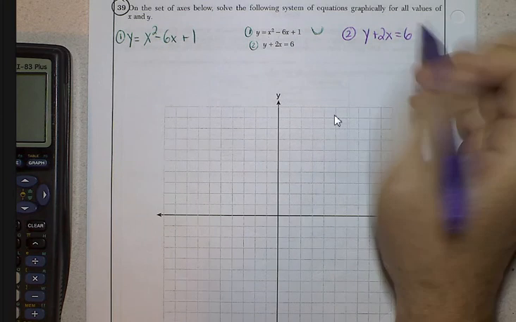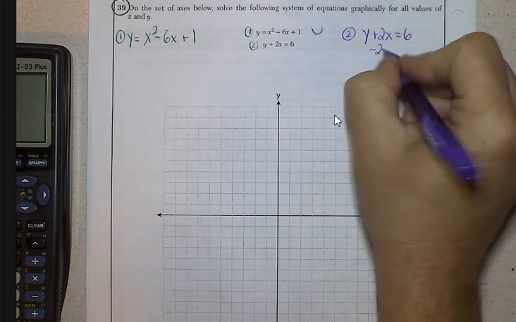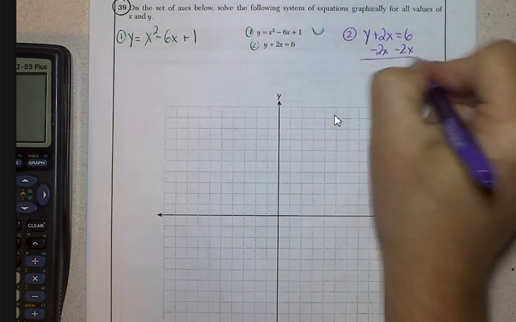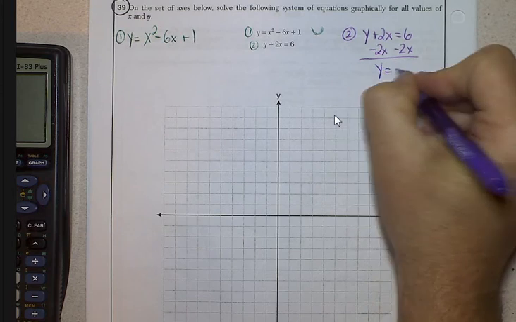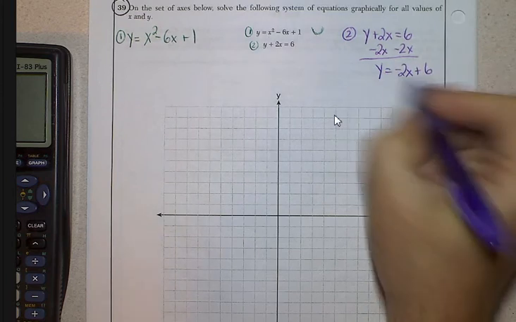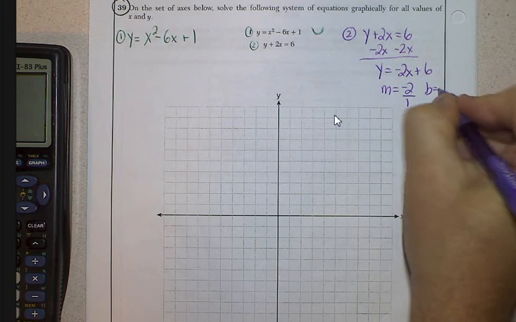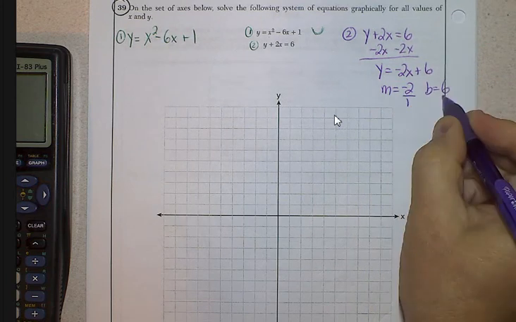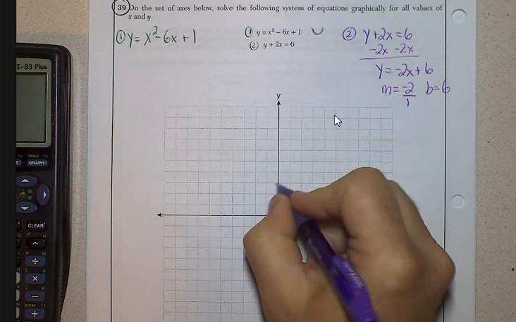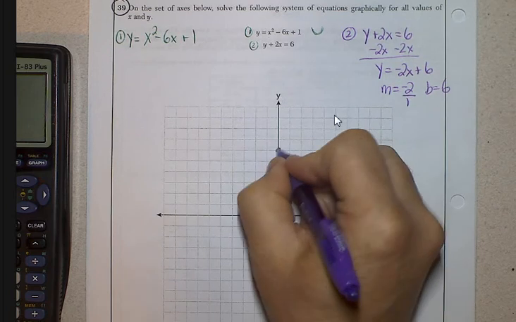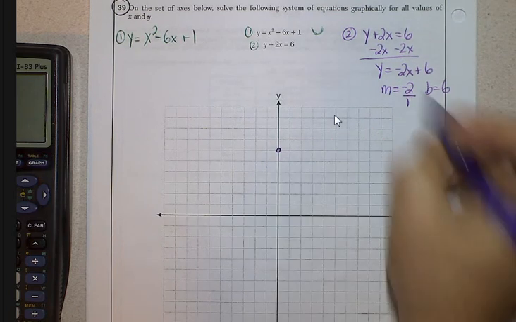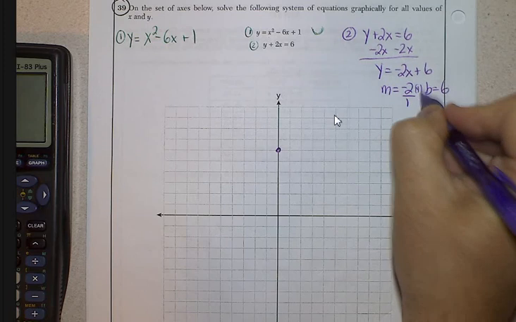I'm going to graph the linear first because it's the easier one. And as I said before, let's get the points. Y equals negative 2x plus 6. My slope, negative 2 over 1. My y-intercept, 6. So I'm going to start at 6. 1, 2, 3, 4, 5, 6. That's this point right here. That's the y-intercept. And remember, this is my y, and that's my x.